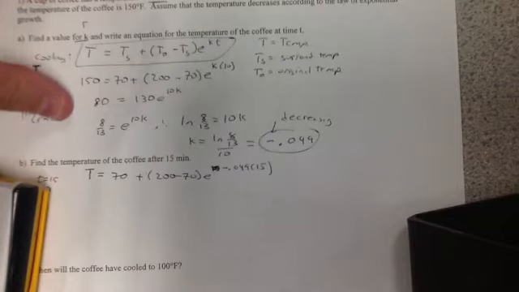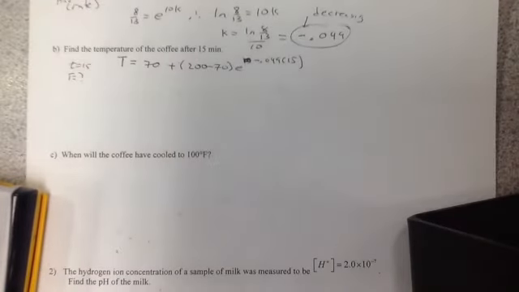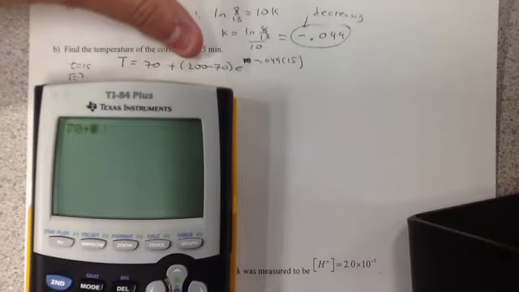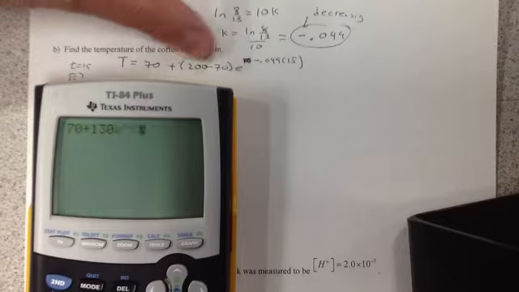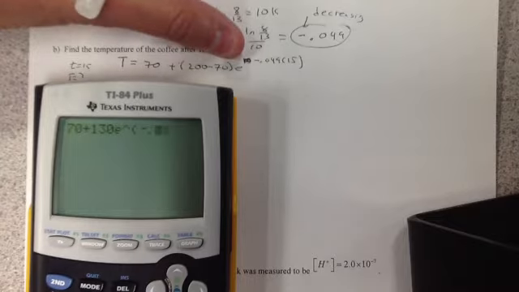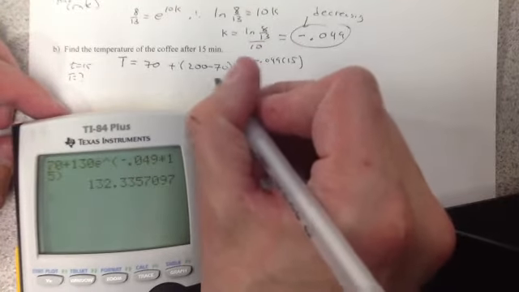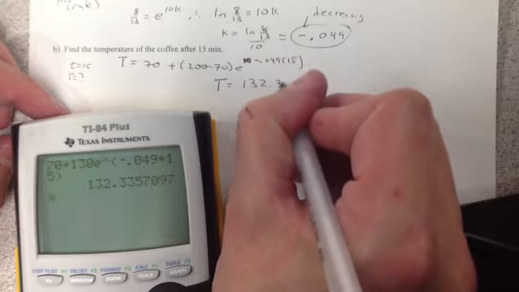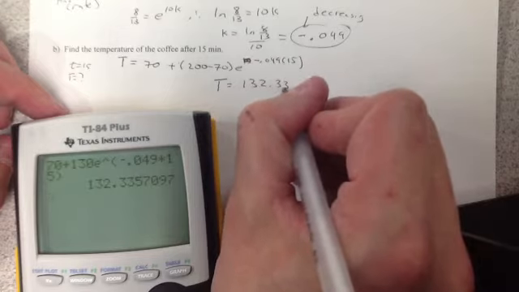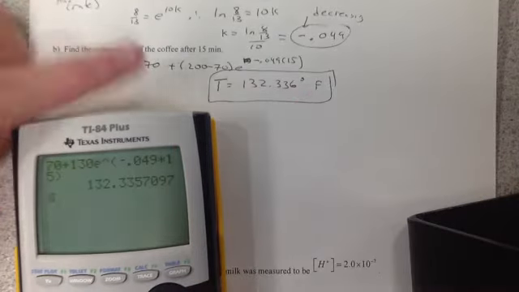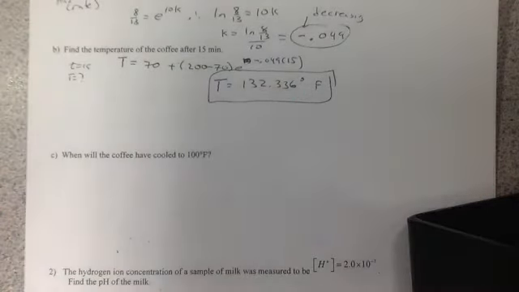Very kind of tedious here, so let's do it. This is how we do it. Plug it in the calculator, and that becomes 130 e to the negative 0.049 times 15. And it's going to give me, wow, 132.336 degrees Fahrenheit. Perfect for me. So I'm going to have to wait 15 minutes before I drink my coffee.